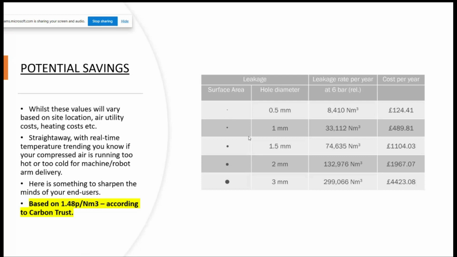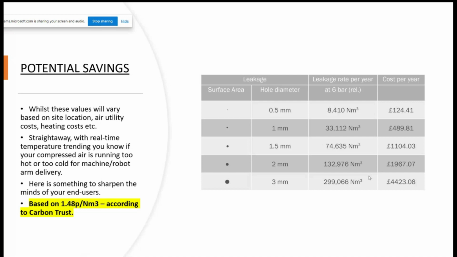So, already from the outset, we can discuss prices of the device, but you are making a return on investment on anything at a 0.5 or a 1 millimeter leak. If there's multiple, then you're already making a return on investment for that year. I'd just like to say that these are guidance. It's not set in stone. These are dependent on site location, air utility costs, the heating costs for that air, your compressor electricity to drive that compressed air circuit. So this is just guidance, and it's going to vary wherever you are.